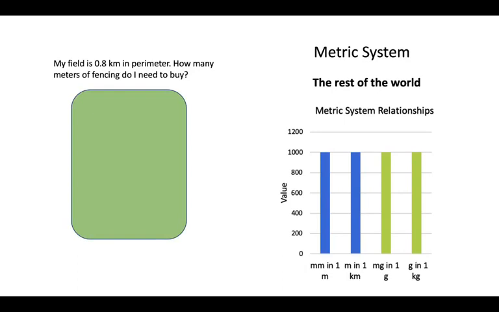Let's do the fence calculation again with the metric system. In this case, I'll say that my field is about 0.8 kilometers in perimeter. So how many meters of fencing do I need to buy? Well, 0.8 kilometers times 1,000 is 800 meters. So I need 800 meters. It's much easier than dealing with feet, yards, and miles.